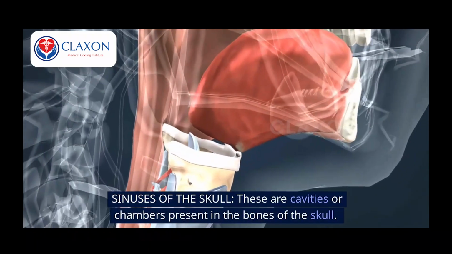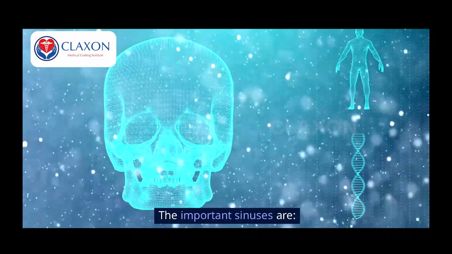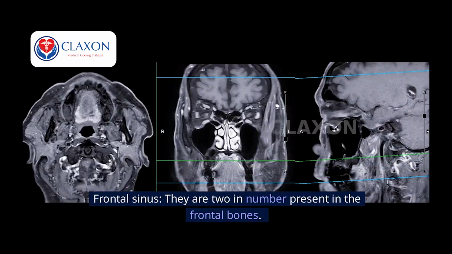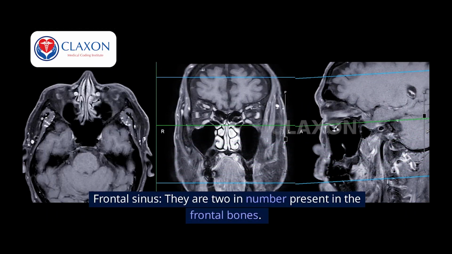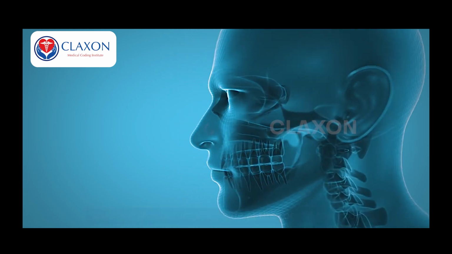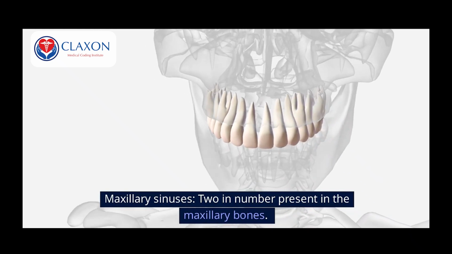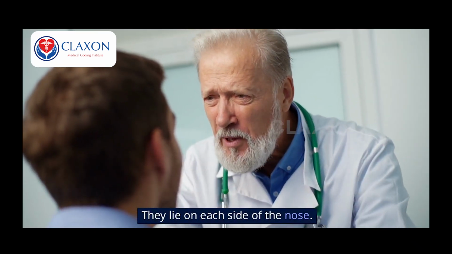Sinuses of the skull. These are cavities or chambers present in the bones of the skull. The important sinuses are: frontal sinuses, 2 in number, present in the frontal bones. They are present on each side at the root of the nose. Maxillary sinuses, 2 in number, present in the maxillary bones. They lie on each side of the nose.